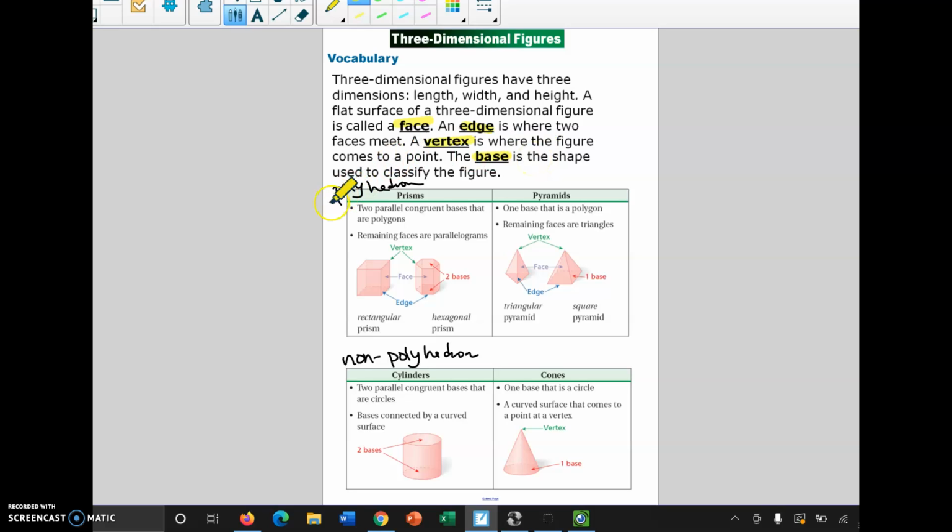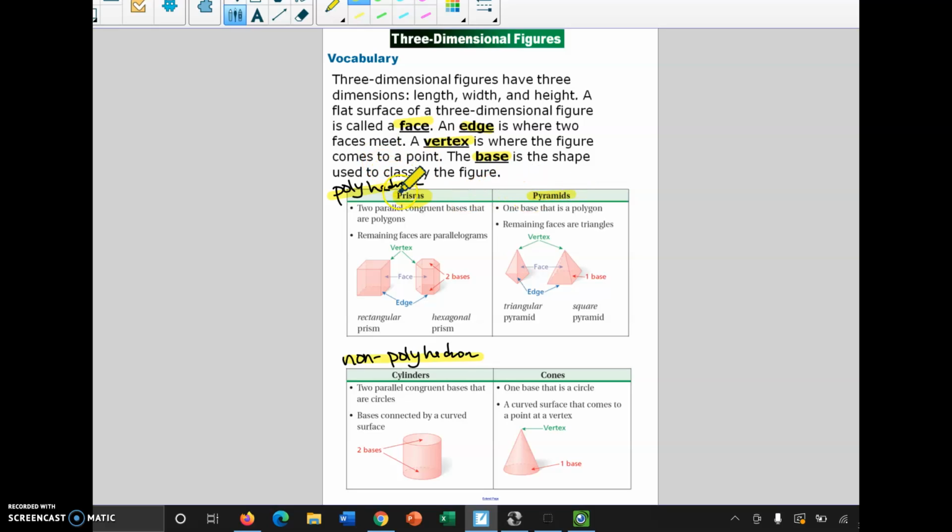Okay? What I want you to write right here is polyhedron. And then down below here, write non-polyhedron. So these ones up here are polyhedrons, and then down here, these are non-polyhedrons. And we'll talk about that in a little bit. So there are 2 types of polyhedrons. There are prisms and pyramids.